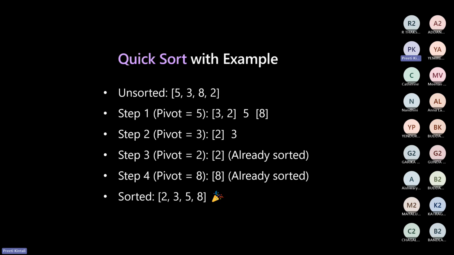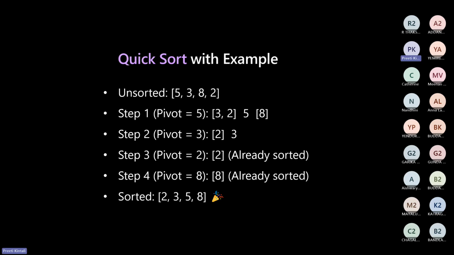Now in the left part, if I take 3 as the pivot, the left array will be 2. So 2 and 3, and in the left array 2, I will take that itself as the pivot because that is the only element present and it is already sorted. And then in the right part, 8 is the pivot and it's already sorted. So what I've got is 2, 3, 5 and 8, that is the sorted array. In the code, we have to do a few operations. In the code only you will understand how we actually do it. This is the basic idea of quick sort.